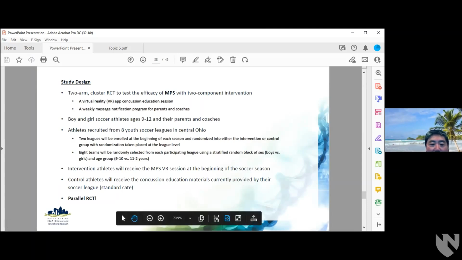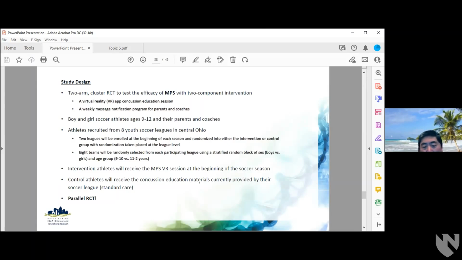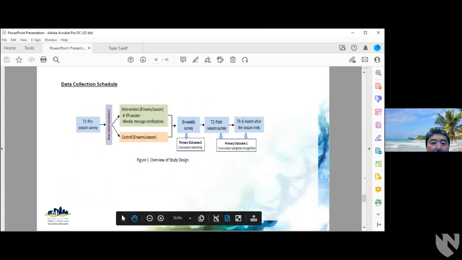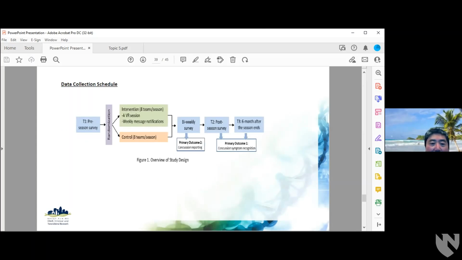So the control athletes only receive the concussion education materials pamphlet. There is not very much intervention from the parent or from the virtual reality. So we decided to do the parallel RCT. This is basically the schedule. There is a pre-season survey where we collected the baseline data. Then we start the intervention, and during the play season we collect the secondary outcome, which is the pragmatic endpoint, right? It's the concussion reporting.